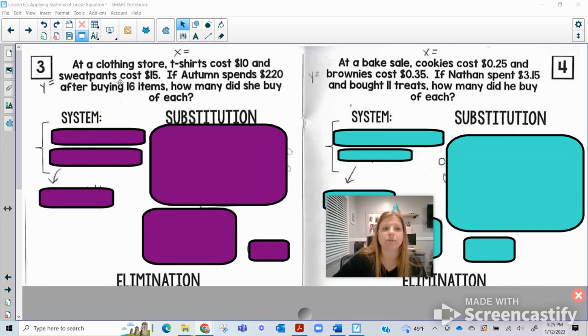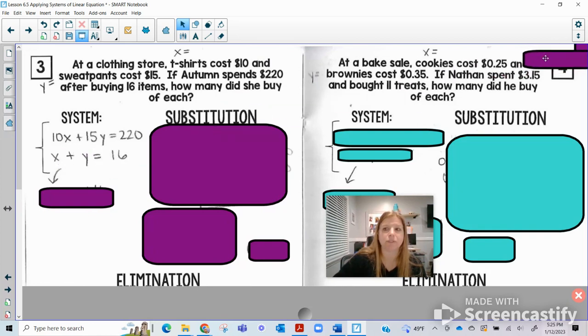T-shirts cost $10 and sweatpants cost $15. She spends $220 in total. So my first equation would look like 10x plus 15y. So $10 per t-shirt plus $15 per sweatpants is equal to that $220 cost. She buys a total of 16 items. So X amount of t-shirts plus Y amount of sweatpants is equal to 16. This is my system here.